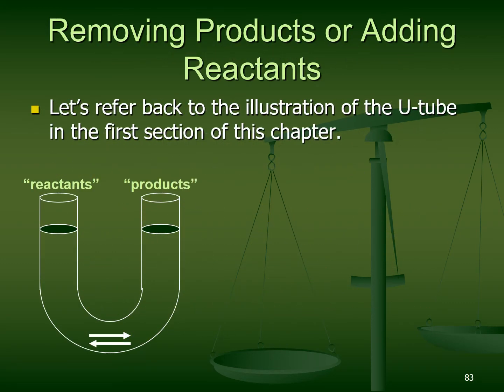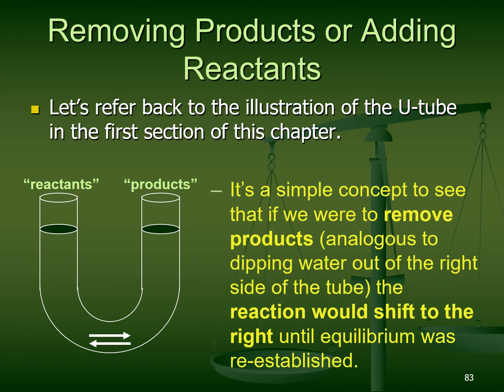Okay, so let's refer back to the U-tube that we looked at the very beginning of this chapter. If we can think of the left-hand side as our reactants and the right-hand side as our products, let's think about removing a product. All right, well, if we remove a product, you can think of it as either taking an eyedropper and sucking up some of the product, or scooping it out of the right-hand side of the tube. Well, what would happen? Eventually, all the liquid would shift to the right. It would balance itself back out, right? The whole tube of water would shift to the right to try to replace what was left.